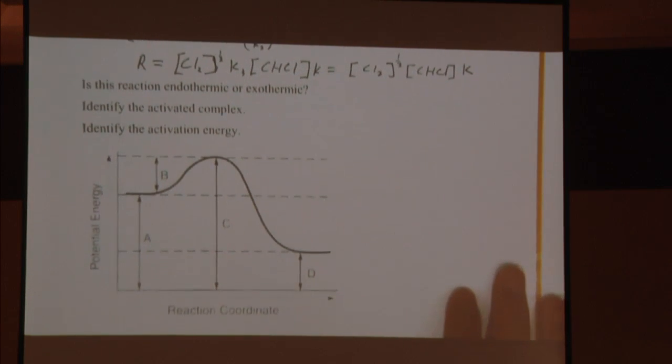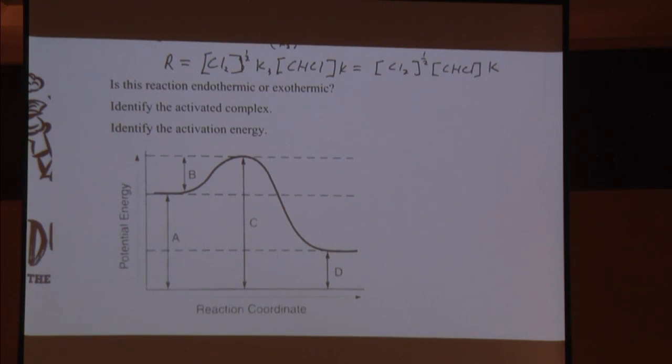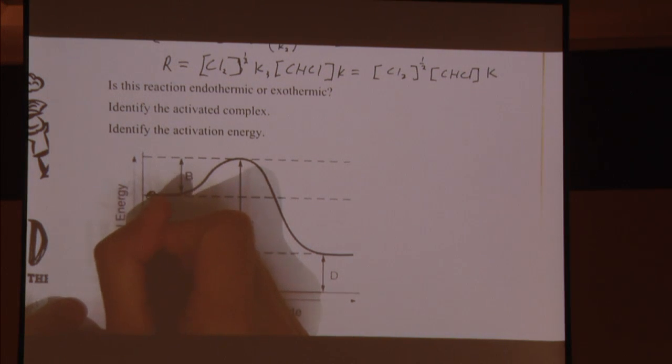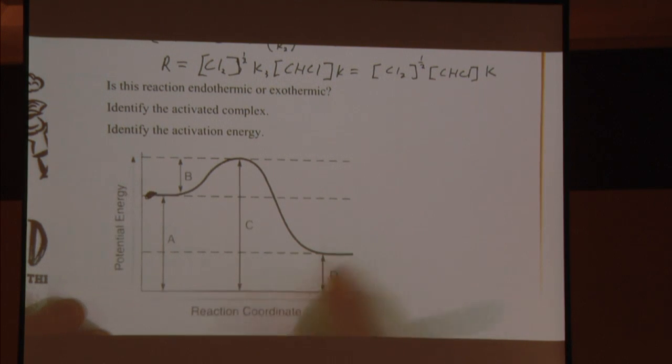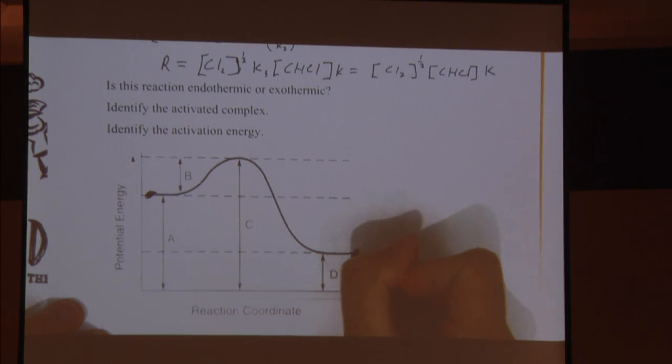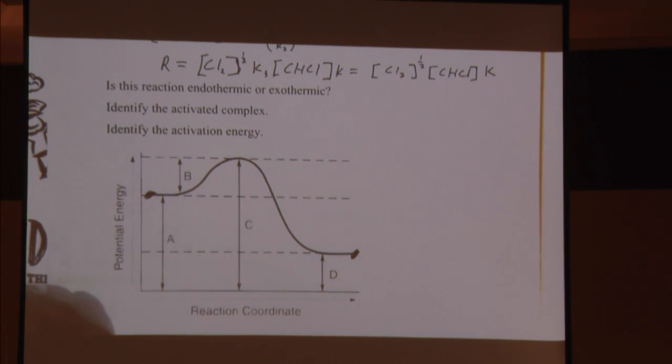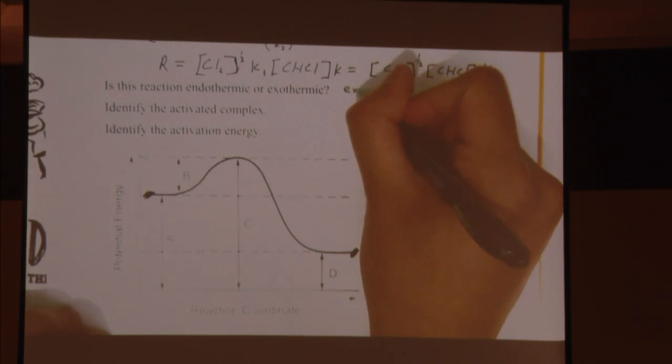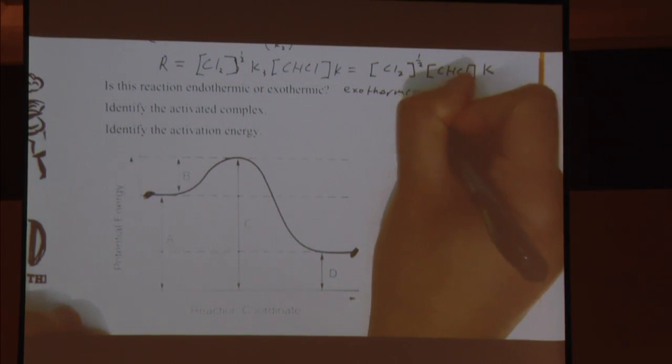Next example is pretty straightforward. We're looking at an energy profile and we need to answer a couple of questions. So is this reaction endothermic or exothermic? We need to find the activated complex, and we also need to find the activation energy. So let's start with the first question. We see that we start off with some energy up here and end with some energy down here. So we can say that our reaction is exothermic.